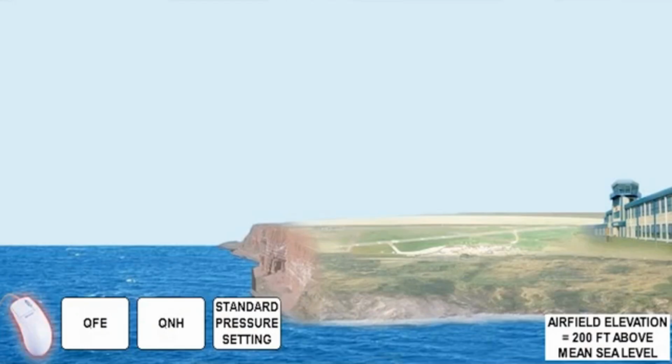It should be remembered that the altimeter indicates height above the pressure level set on the subscale. The three settings normally used on the subscale are shown on these buttons. Select them to find the definitions of each.